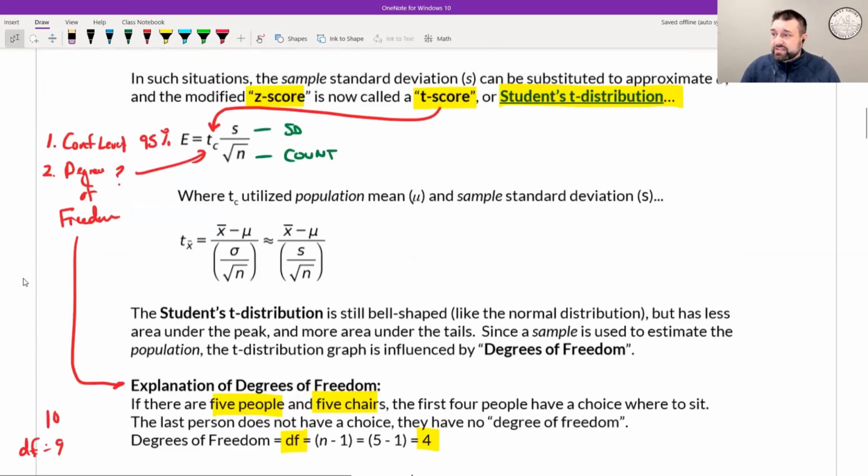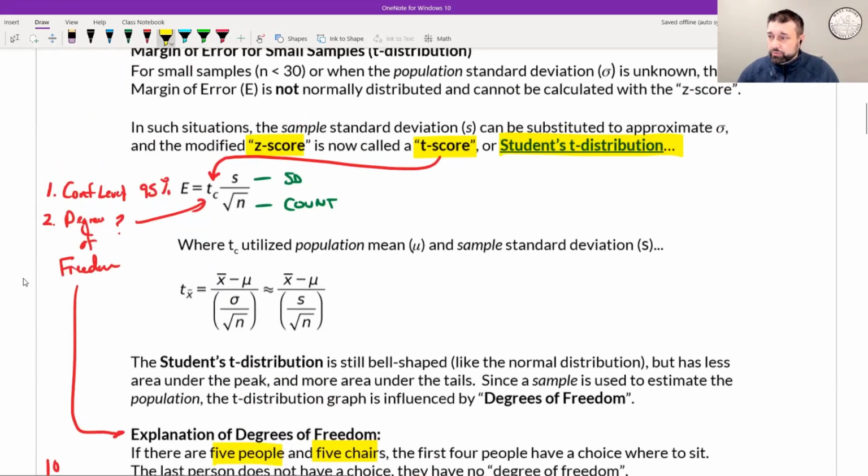And so that is the second thing that goes into the value of t, this t-score. You have to first identify your confidence level and then your degrees of freedom. Once you have that, you can look it up in a table. This is what your grandparents would do.